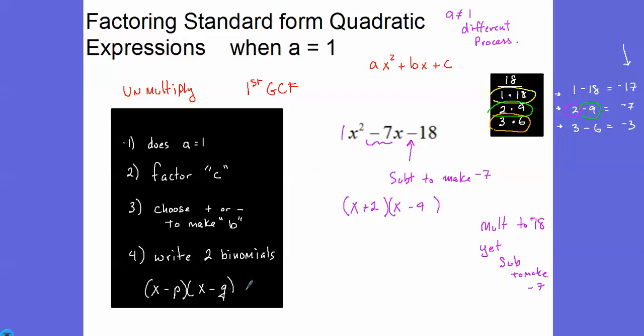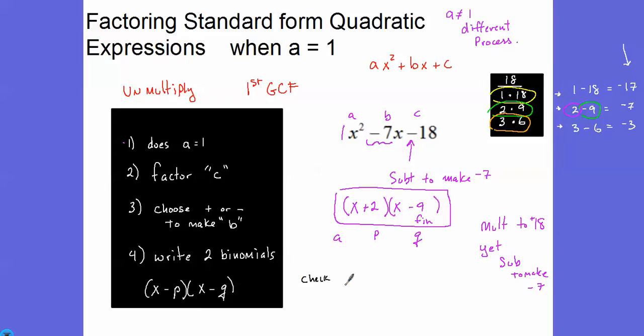I've completed the 4 steps. And notice I've taken what looks like a standard form, an A, B, C, and turned it into what looks like an A, P, Q. This here is where I'm finished. Now, I can check. There are 2 ways I can check, if you remember.